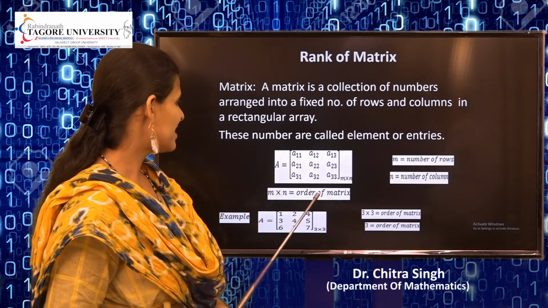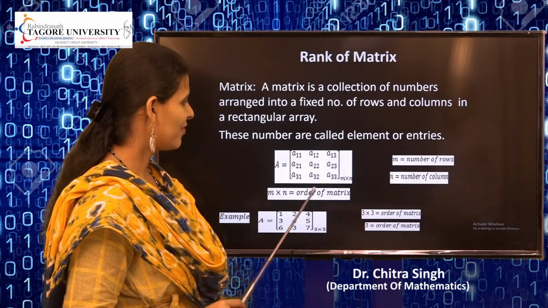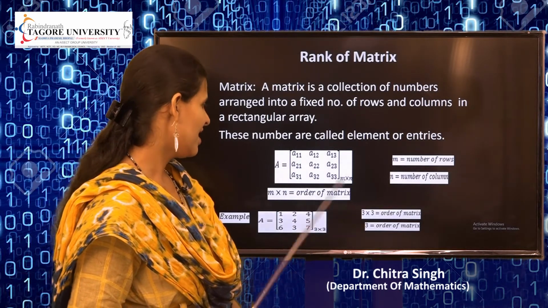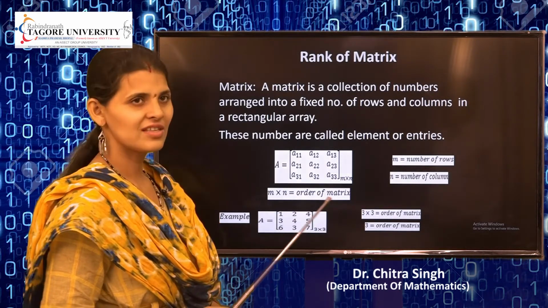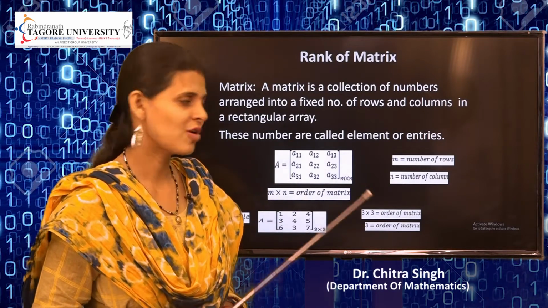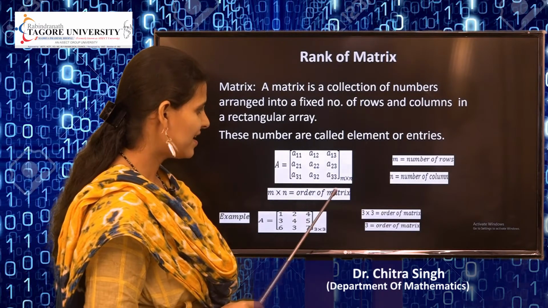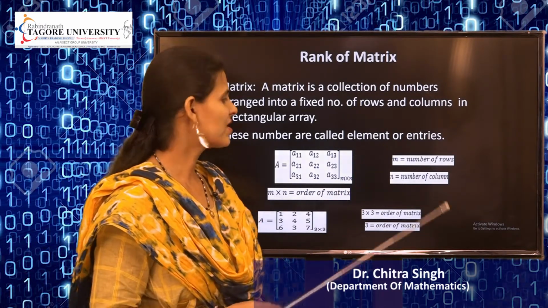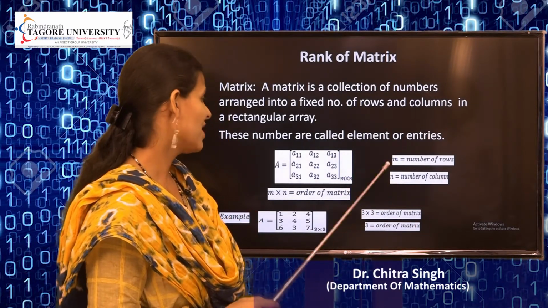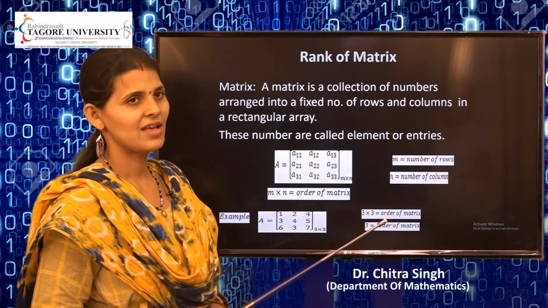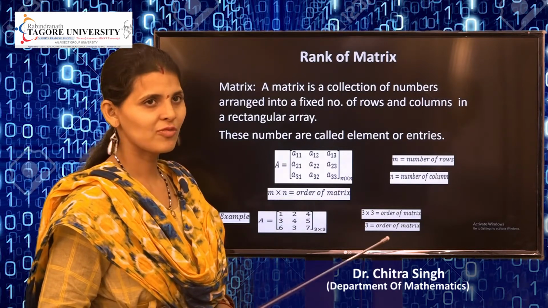A matrix representation form is A11, A12, A13, A21, A22, A23, A31, A32, A33. This is a matrix in rectangular form. It represents a rectangular array. M cross n, where m equals the number of rows and n equals the number of columns. This is also represented as M cross n, which is defined as the order of a matrix.